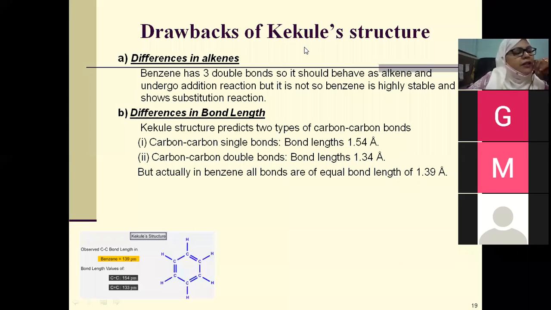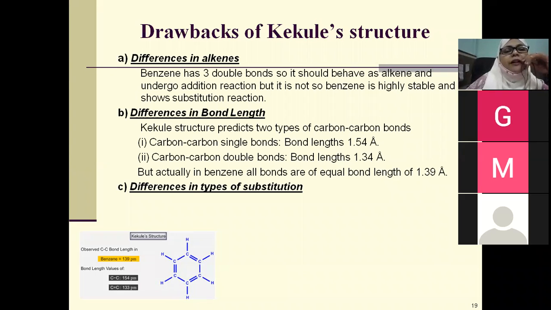Okay, so this is the structure. Okay, the structure of the benzene ring that I just told you, this is the structure of the benzene ring where you can see that there is carbon-carbon single bond and carbon-carbon double bond. The bond length of both is different, but the bond length in benzene is 1.39 angstrom.